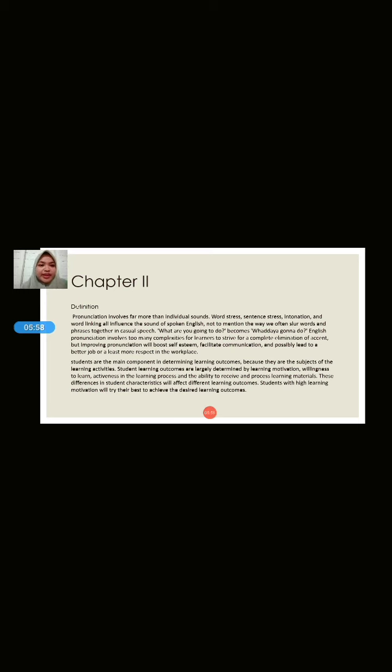Students are the main component in determining learning outcomes because they are the subject of the learning activities. Student learning outcomes are largely determined by learning motivation, willingness to learn, activeness in the learning process, and the ability to receive and process learning material. Thus, differences in student characteristics will produce different learning outcomes. Students with high learning motivation will try their best to achieve the desired learning outcomes.